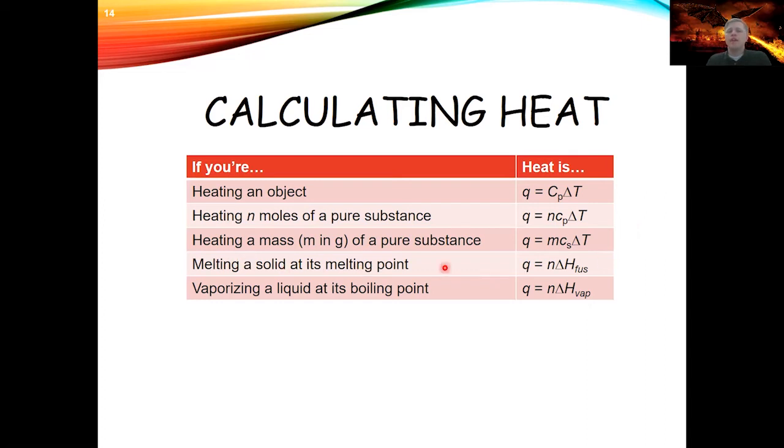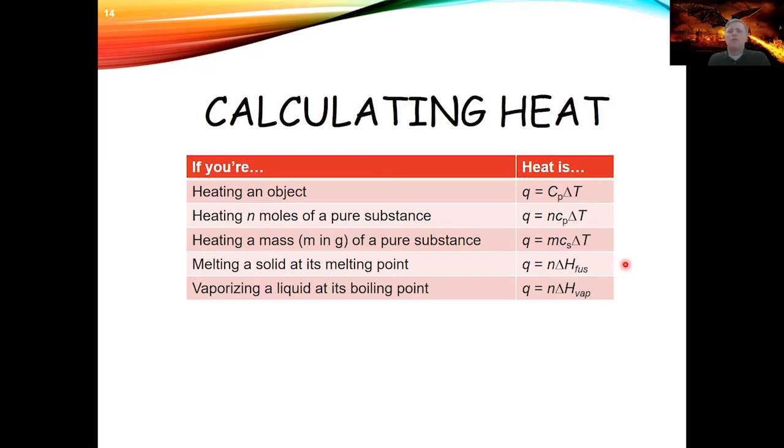If we're going through a phase transition, such as melting a solid or vaporizing a liquid, our equation will be Q equals n delta H. And then we'll pick the delta H associated with the phase transition we're interested in. Now, you won't find any heat capacities or delta H's on an equation sheet because they are not generalizable at all. Every substance, every material has its own heat capacities and its own delta H values. So if you were going to have a problem about these on an exam, the problem would have to provide the heat capacities and the delta H values, either in a table or somewhere in the text.